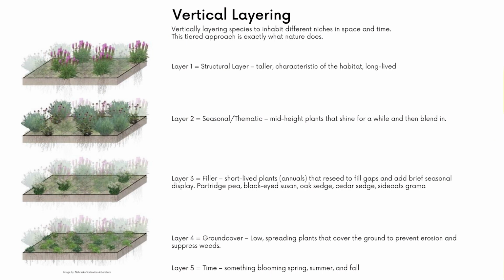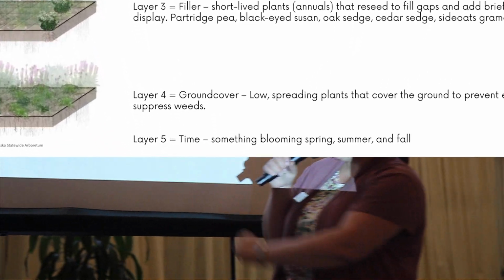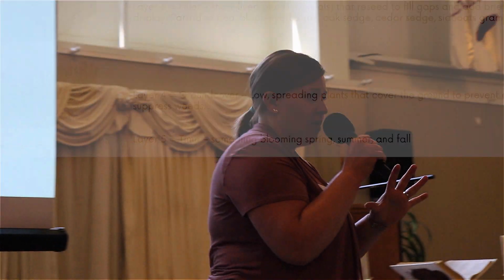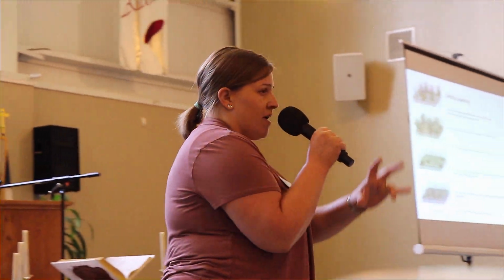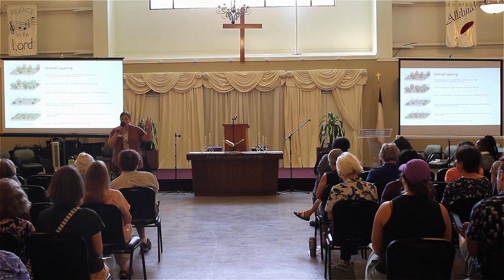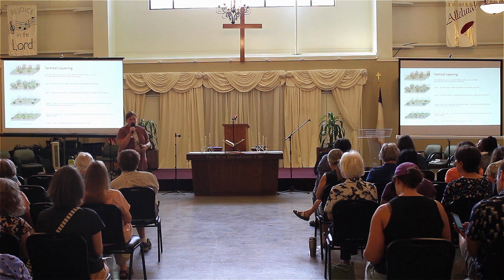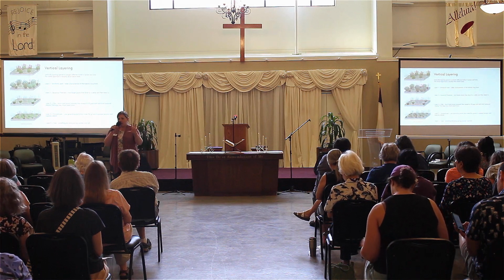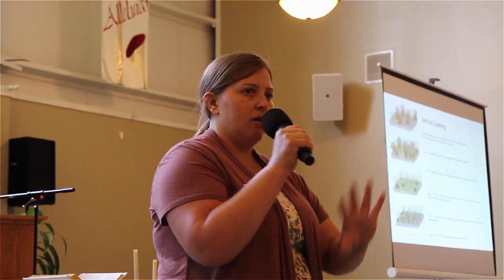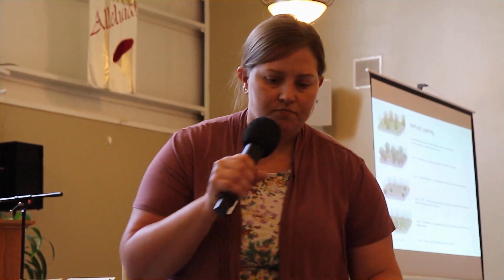This slide is just to summarize the layers. And I want to mention the last layer, layer 5, is time. So you want to remember to have something blooming in the spring, the summer, and the fall. And it doesn't have to be in each layer, but you want to make sure you have that so you have some color, something going on throughout the entire growing season.